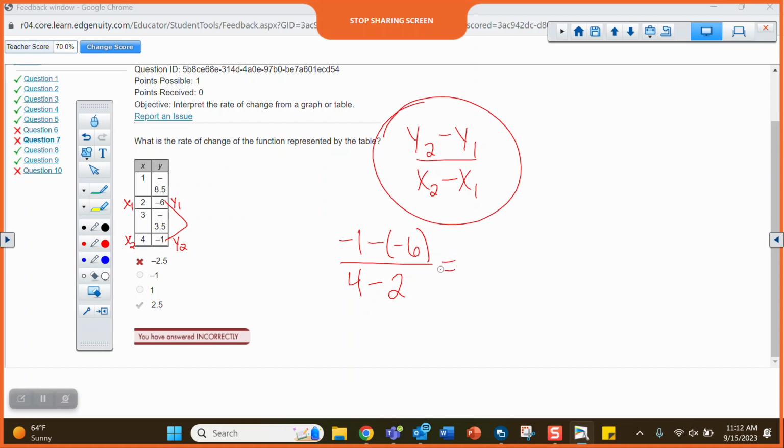When you're subtracting a negative, that's the same thing as adding a positive. So whenever you see minus a negative, you can change that to adding a positive. So now it's -1 plus 6. That's 5. 4 minus 2 is 2. And when we divide, 5 divided by 2 is 2.5.